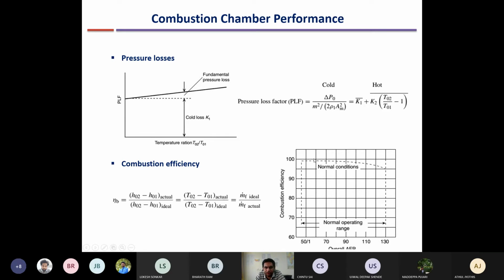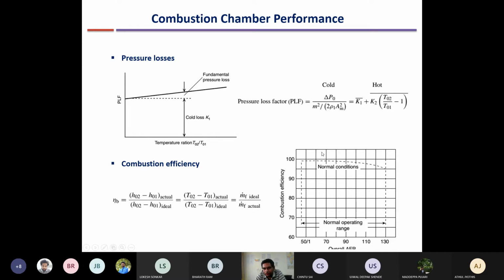At say 50 to 1, the combustion efficiency is quite high. If you go to a very rich mixture on the other side, the efficiency will reduce, because you will not have sufficient air at localized regions for complete combustion. Some local spots will have more fuel than the stoichiometric ratio, so the available oxygen is less than required. So full combustion does not happen, and the combustion efficiency will go down.